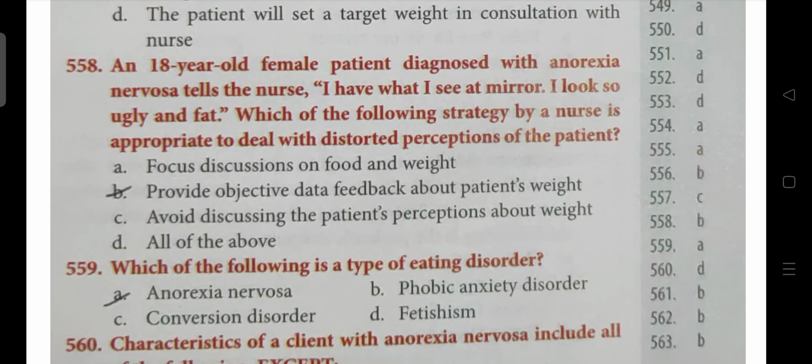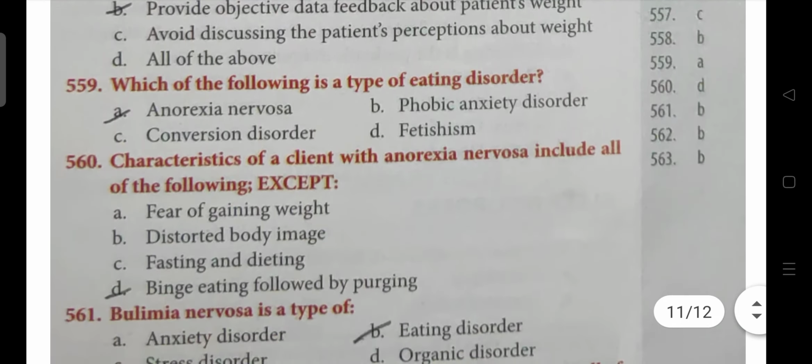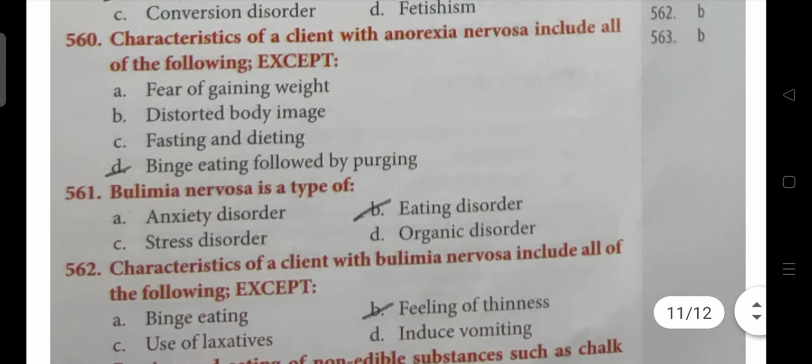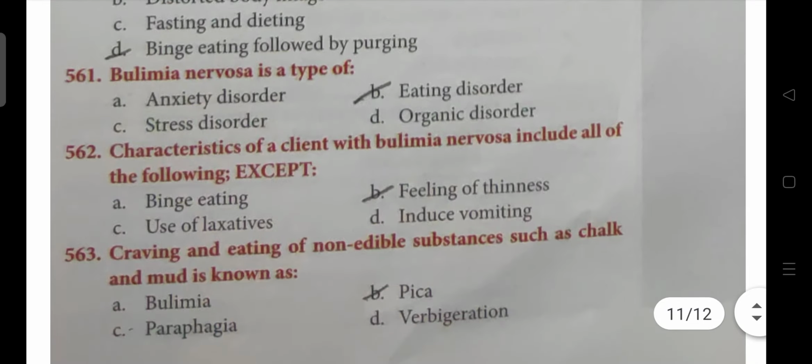Next, which of the following is a type of eating disorder? Anorexia nervosa. Next, characteristics of a client with anorexia nervosa include all of the following except option D হবে. Next, bulimia nervosa is a type of eating disorder. Next, characteristics of a client with bulimia nervosa include all of the following except option B হবে.